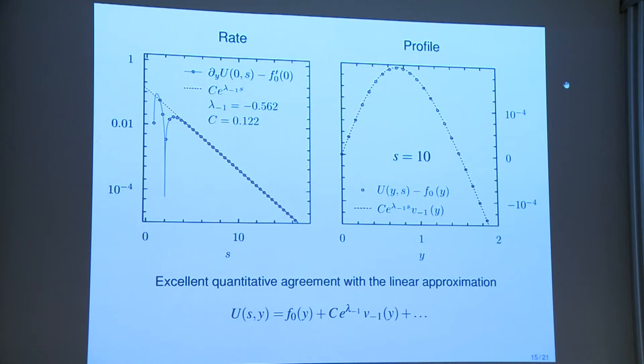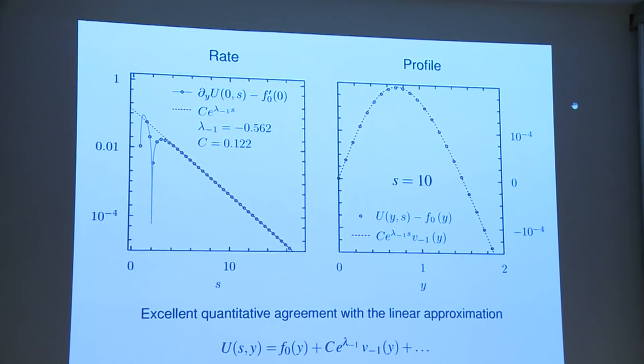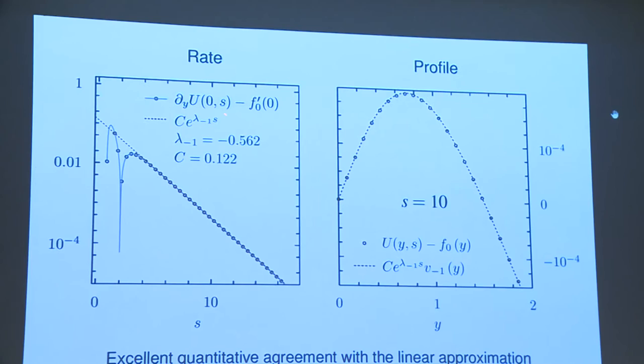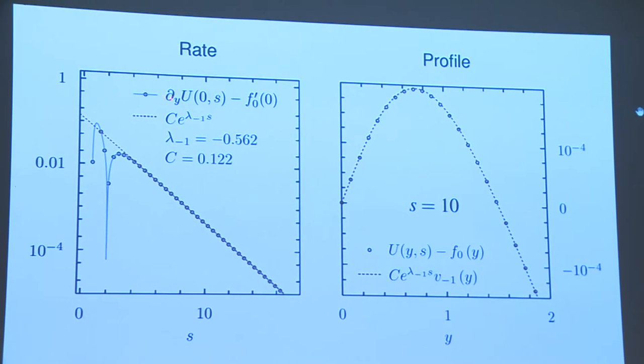This is a more quantitative evidence for the same result. What we show here is the gradient of the dynamical solution minus the gradient of the attractor, in a logarithmic linear scale, and this shows that it is decreasing in time with this rate, where lambda minus 1 is exactly the eigenvalue which was computed independently by this perturbative method.